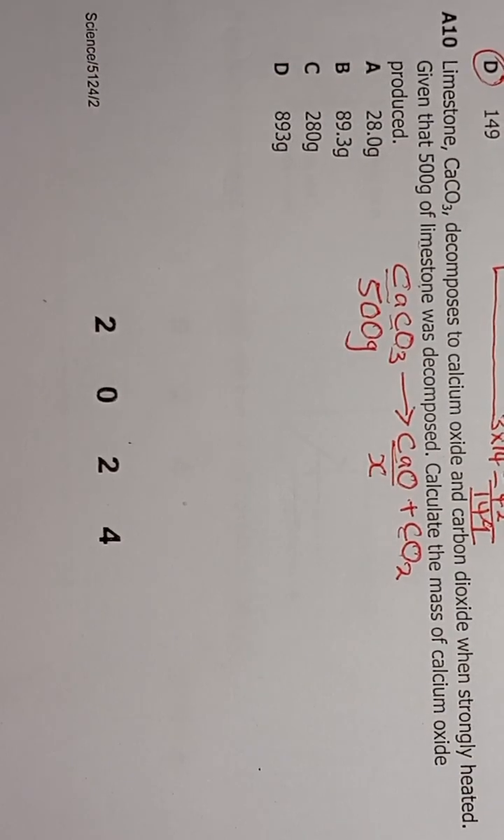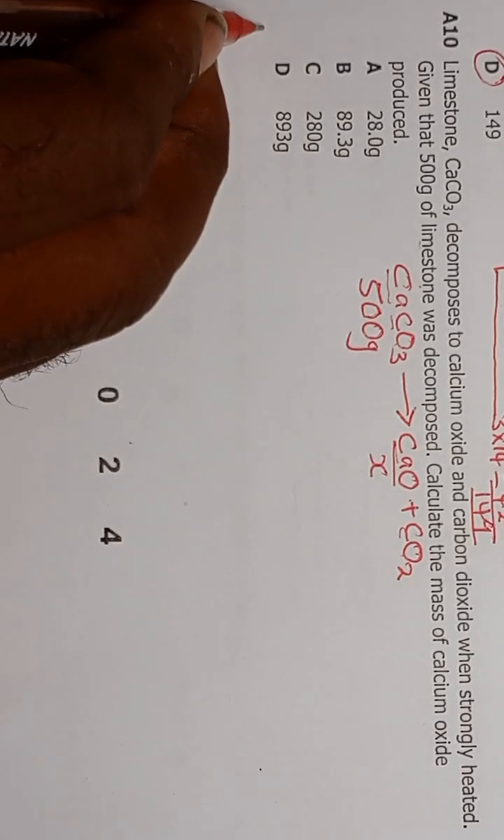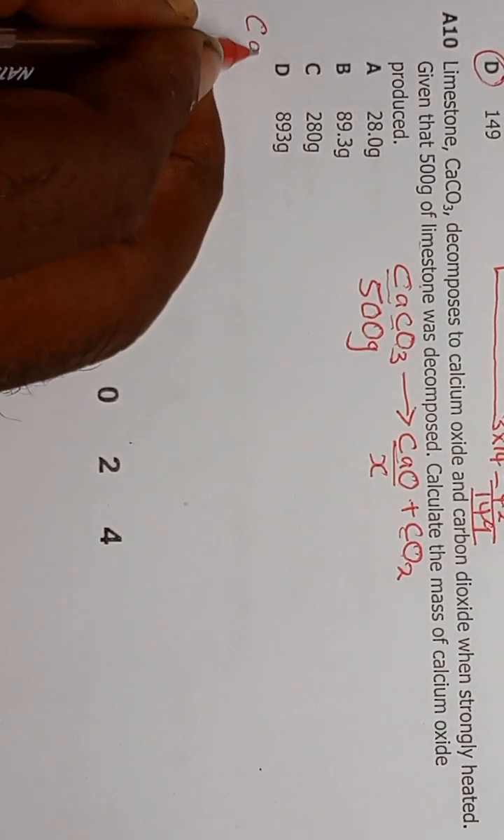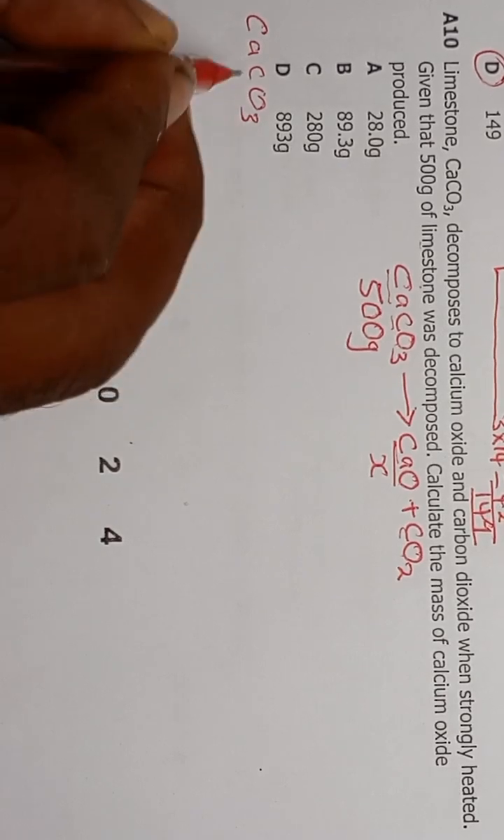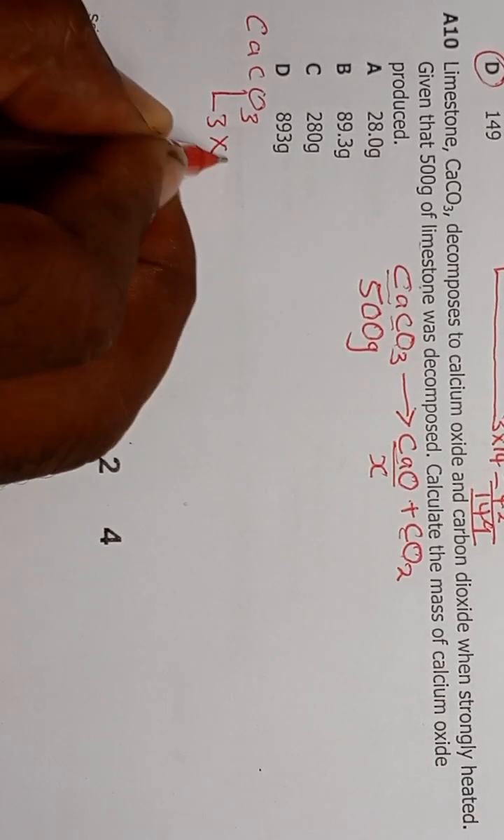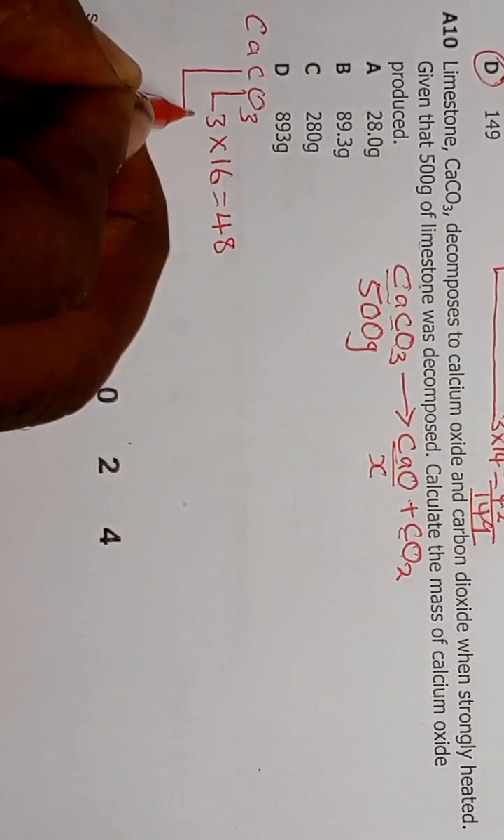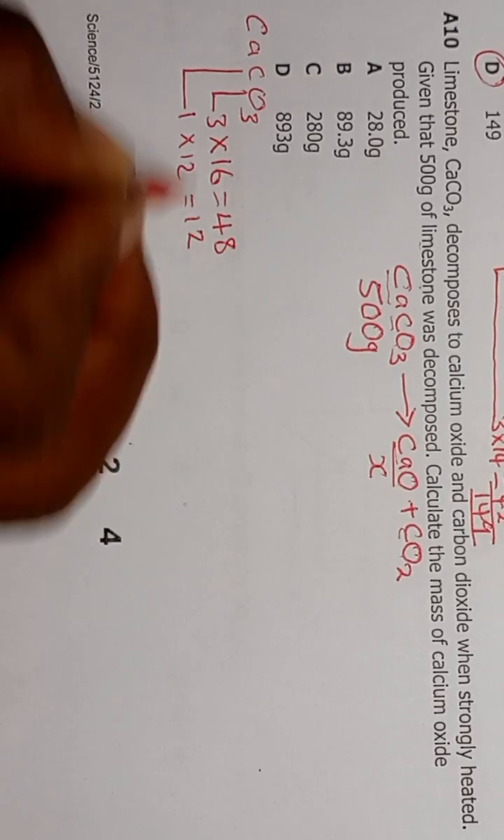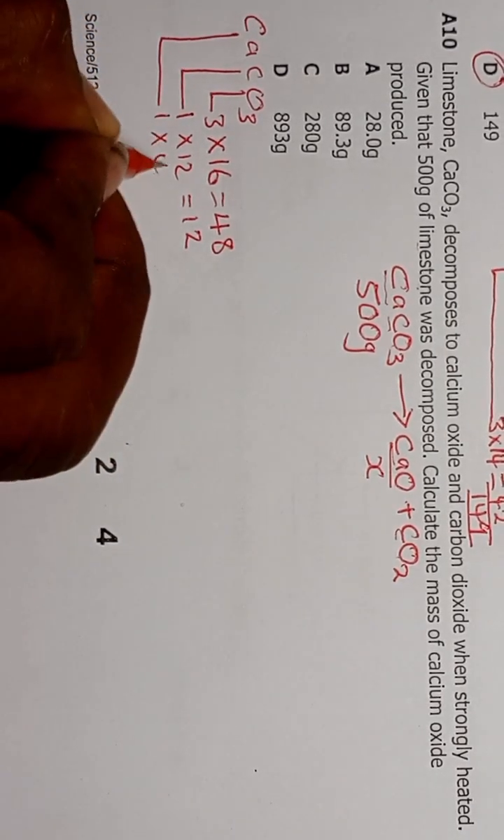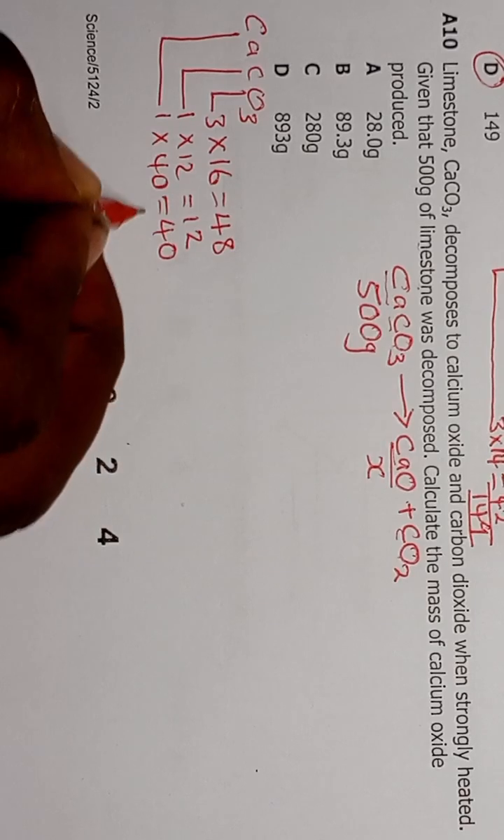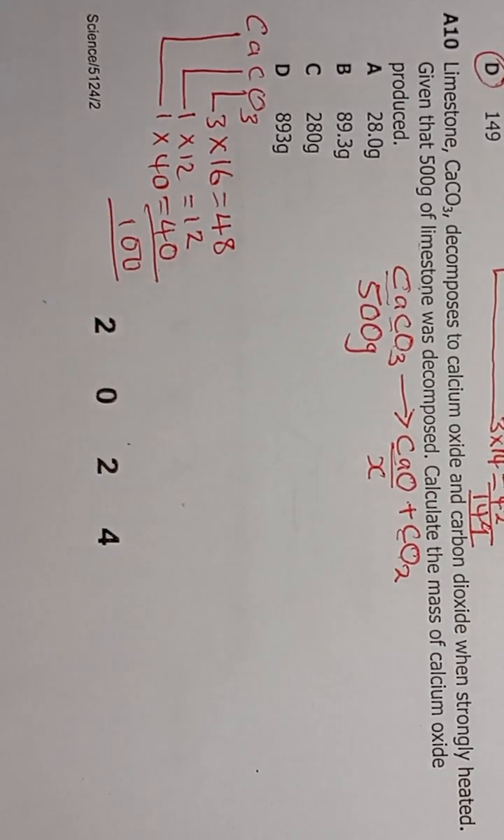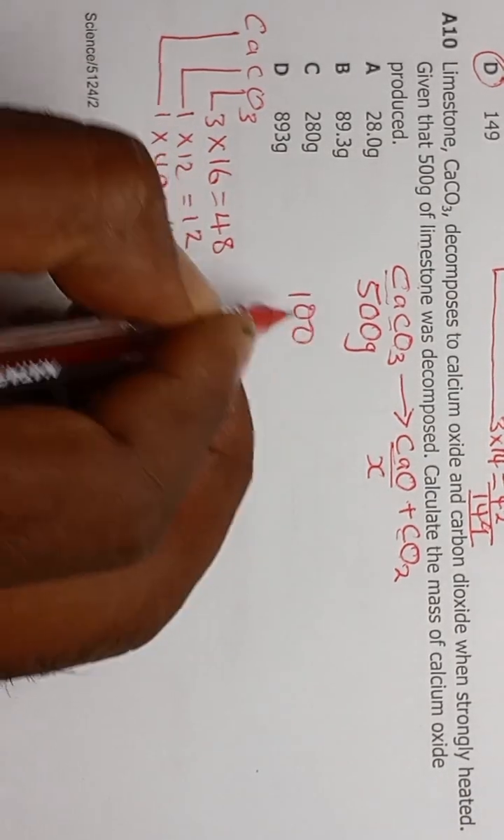So we have calcium carbonate. We have 3 oxygen atoms, so 3 times 16, it is 48. We have carbon, it is 1 times 12, it is 12. We have calcium, it is 1 times 40, which is 40. So when we add, we are going to have 100. So this is the total molar mass. In other words, that is the relative formula mass of calcium carbonate. So we have 100 grams.